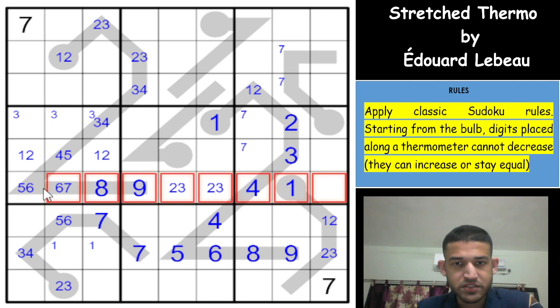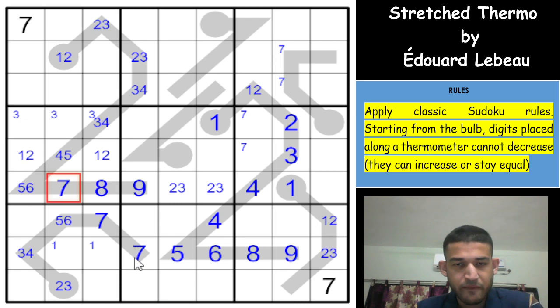And now look where the 7 goes in row 6. There is only one cell, it cannot be here, it would have to be here. And using classic, 8 cannot be here and 8 cannot be here, so that gives me 8 in one of these 2 cells, which gives an 8 in one of these 2 cells.